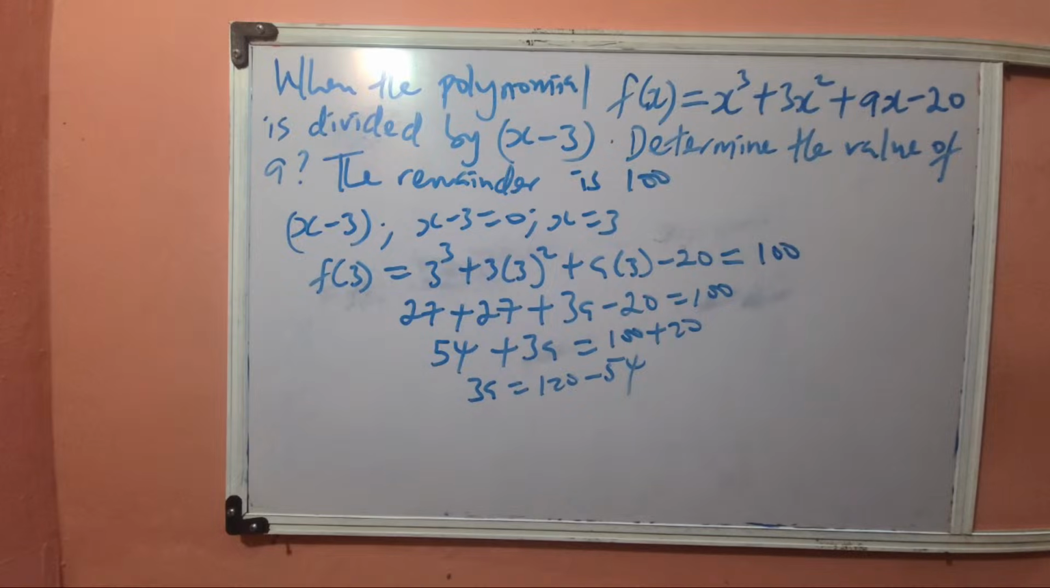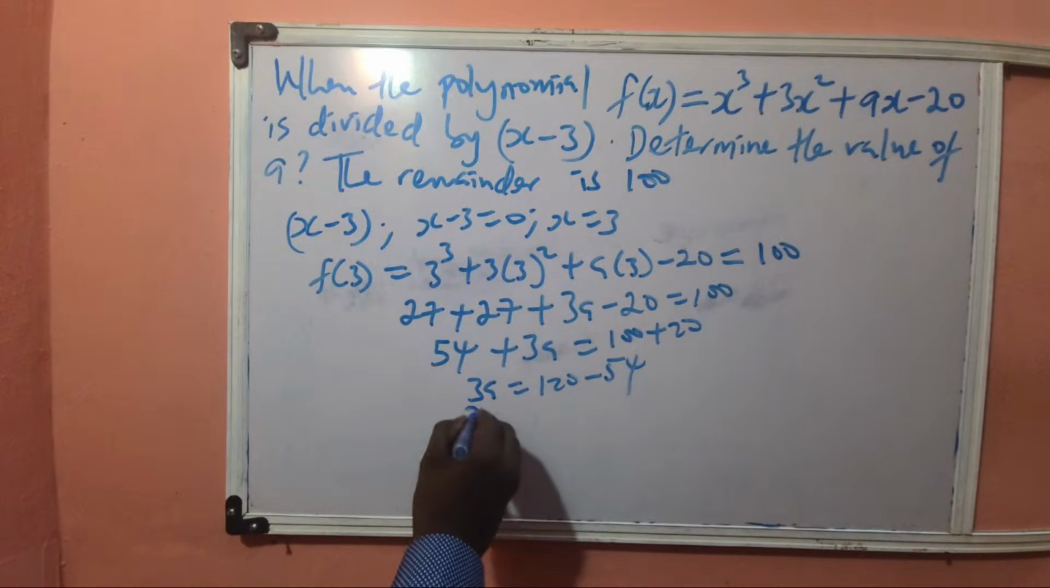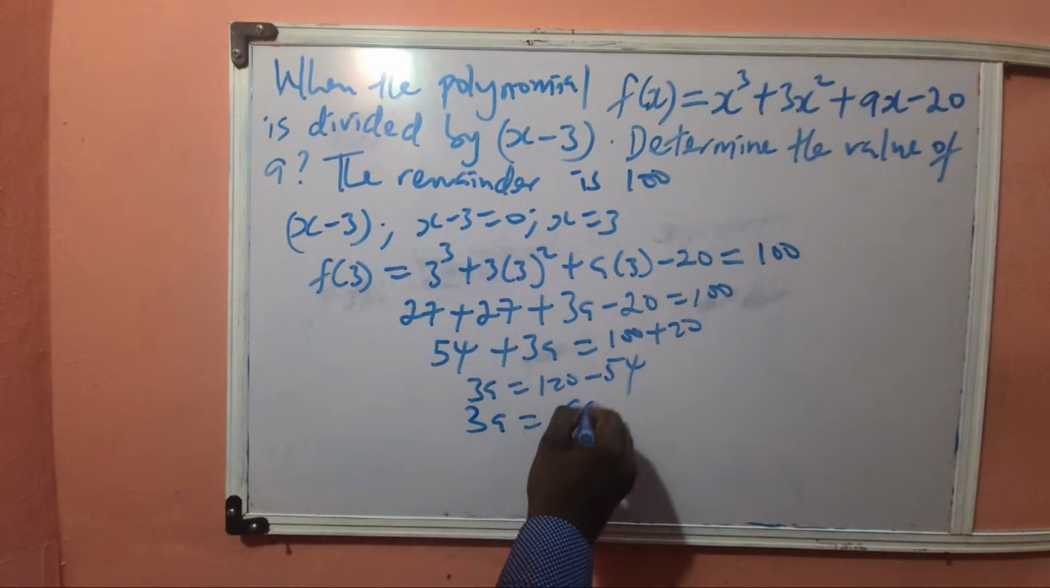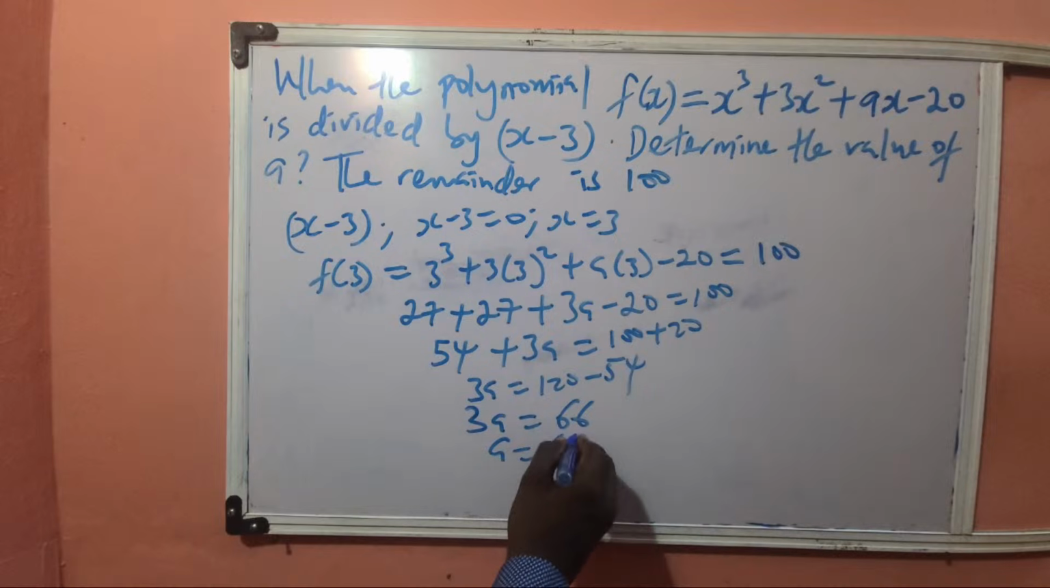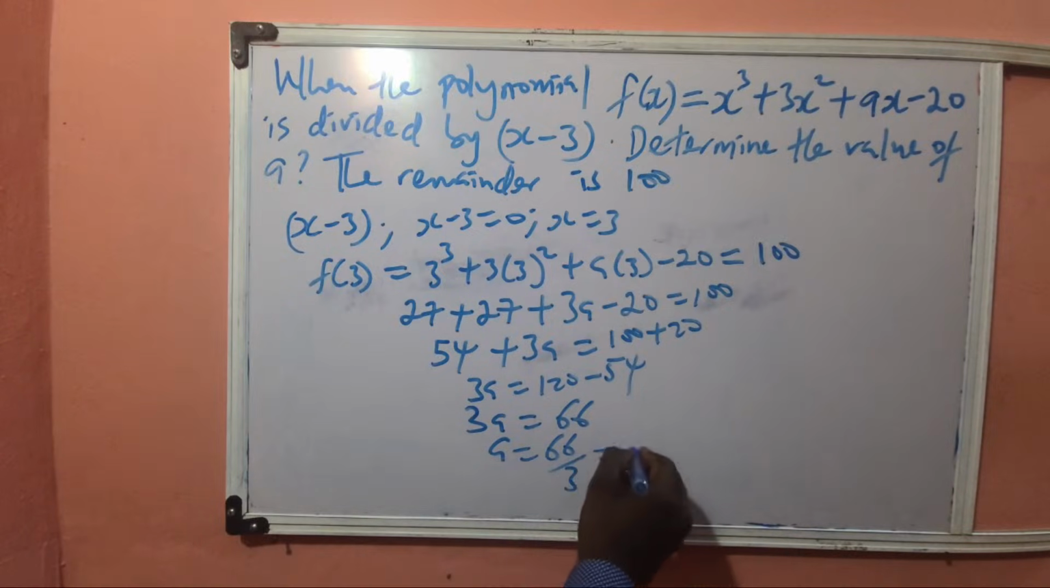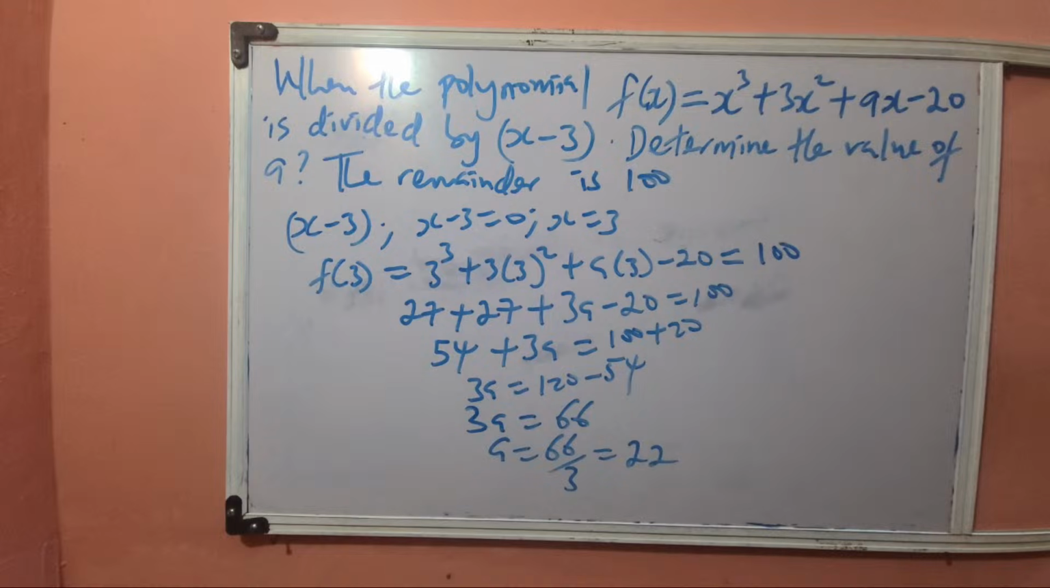That will be 66. So 3a is equal to 66. My a here is equal to 66 over 3, which is 22. All right. So how many of you were able to get this solved? So this is how easy it is to get anything on polynomial.